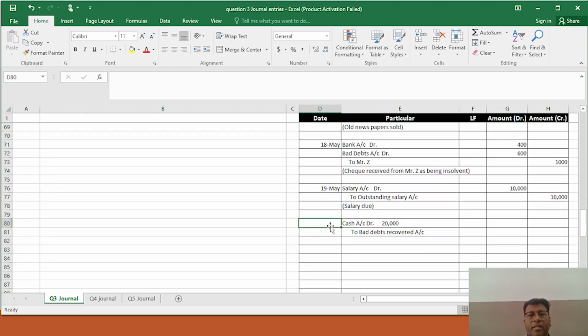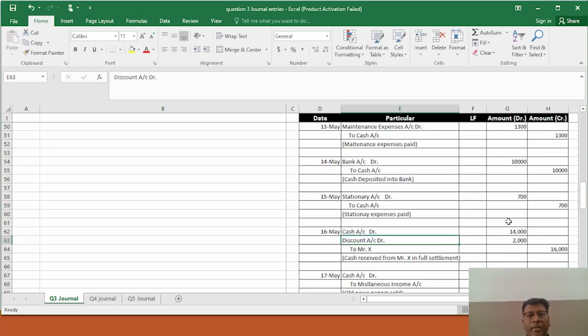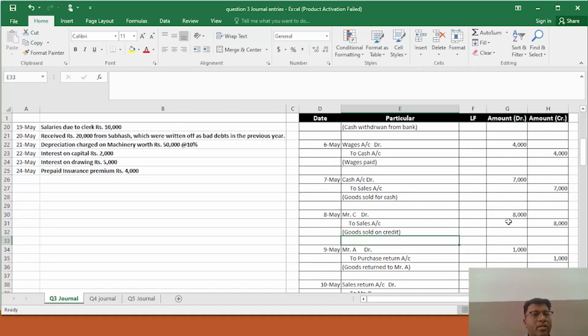So you have to mention the date May 20 and amount is 20,000 on the credit side as well, and you have to mention the narration that bad debts recovered. Okay, now what is the next transaction? Next transaction is depreciation charge on machinery.